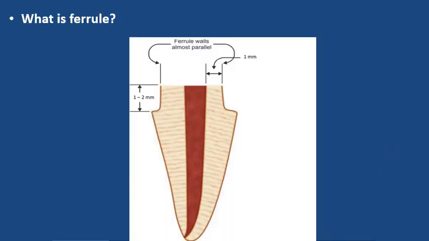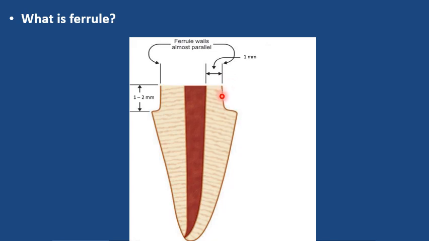Previously, we mentioned the term of ferrule. What is the ferrule? It is the circumferential ring of sound tooth structure that is enveloped by the cervical portion of the crown restoration.